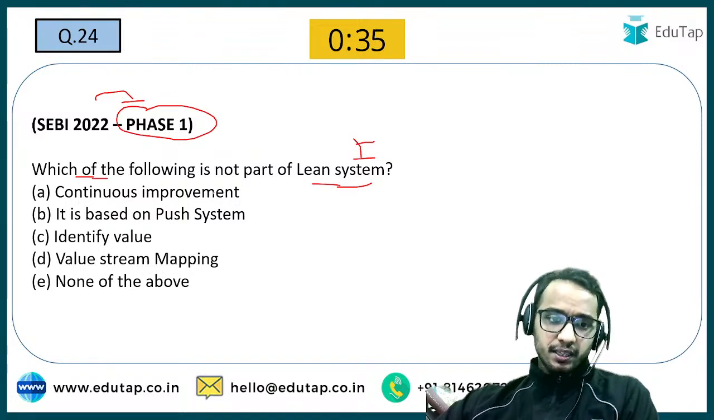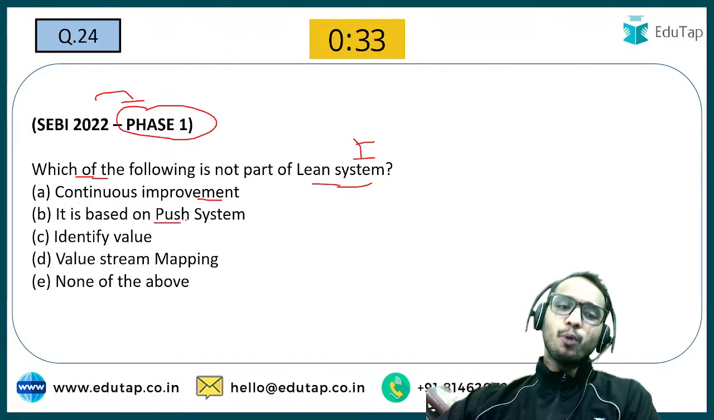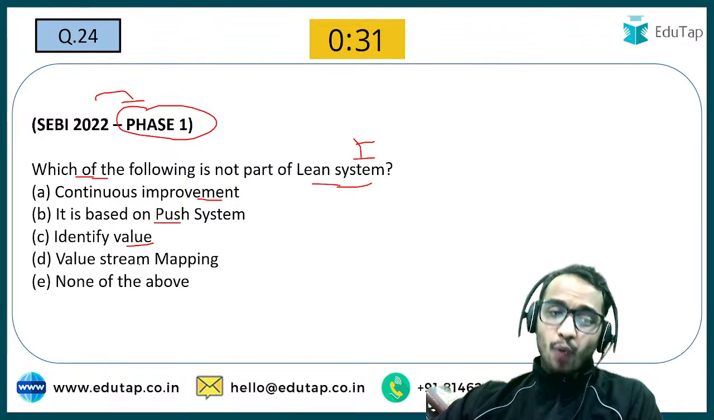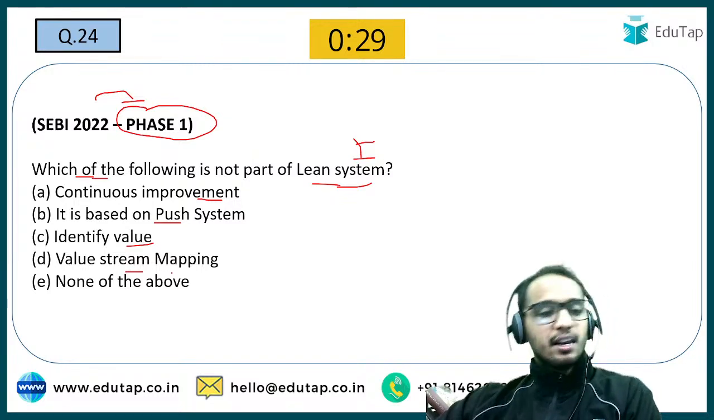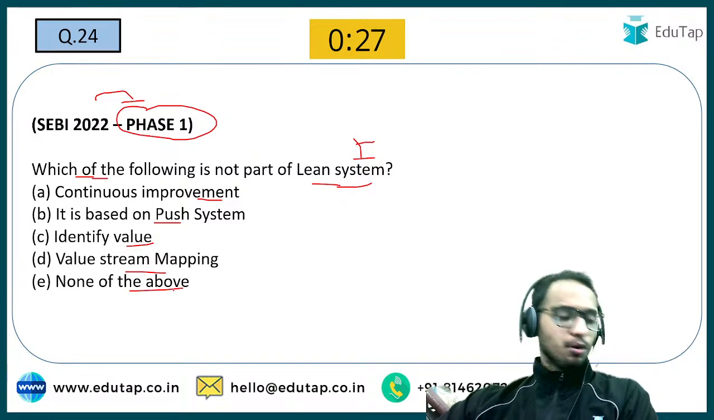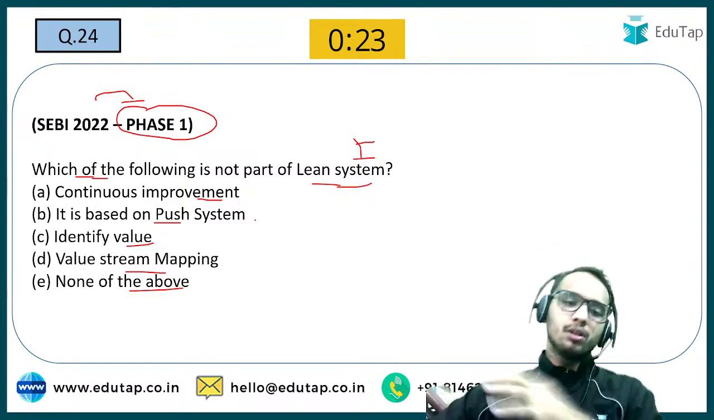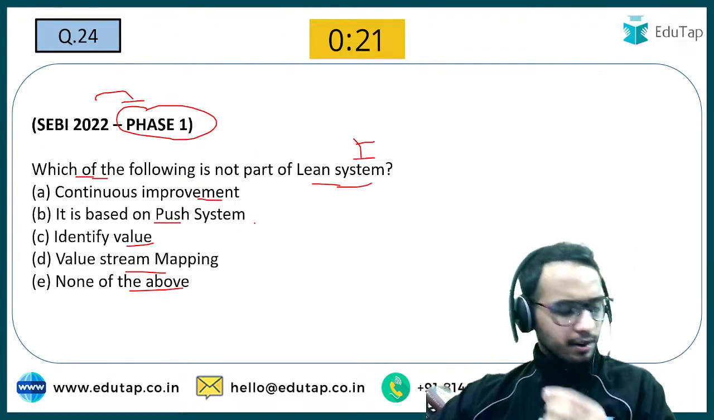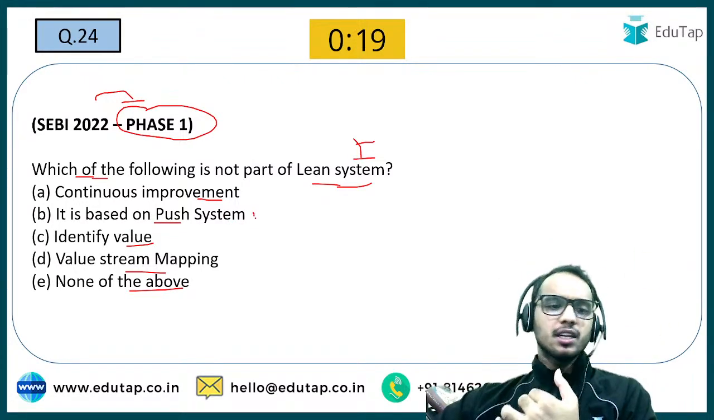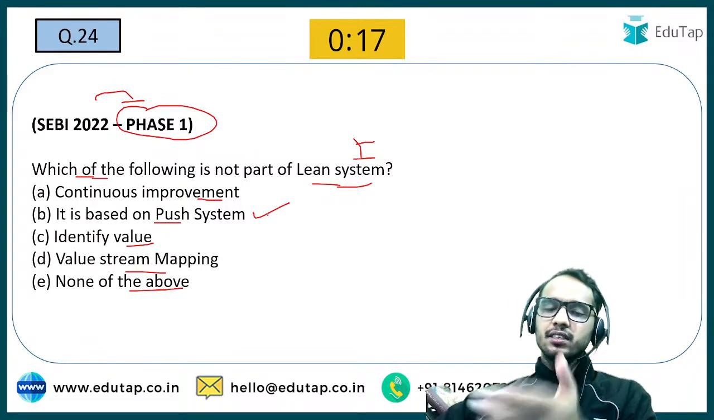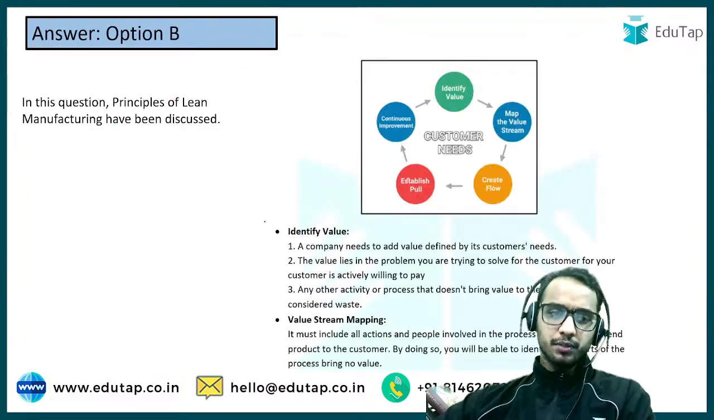Continuous improvement, it is based on push system, identify value, stream mapping, none of the above. You tell me what the answer should be, and yes, everyone is correct. First let's understand all the parts of the lean system, then we will get back to the question. The answer to this question is option B, but don't worry if you don't get this. We will first understand the underlying concept.